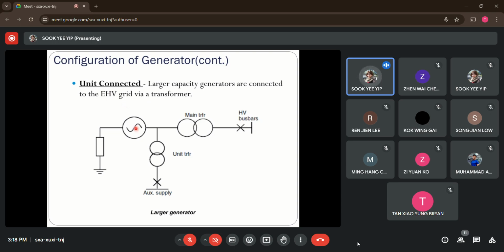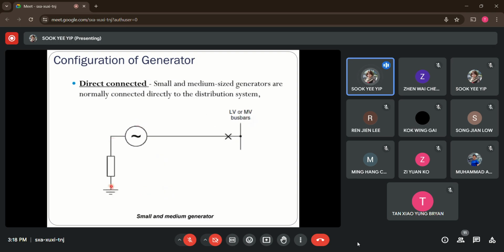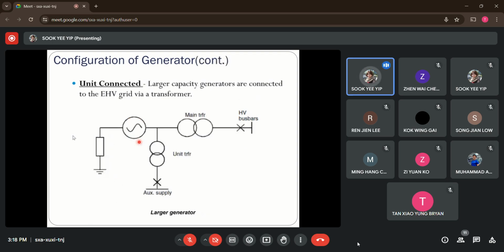Okay, so you can see for both connections, the generator's neutral point will be connected to the ground, with a certain impedance in between, like an earth resistance, so that we could have these generators protected against earth fault situations as well. Let's say for the stator winding.